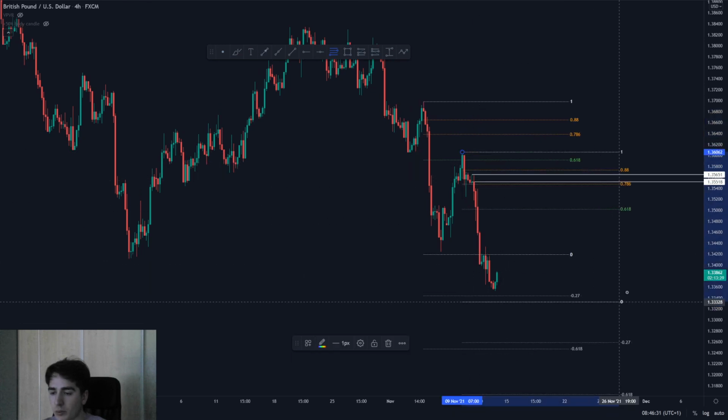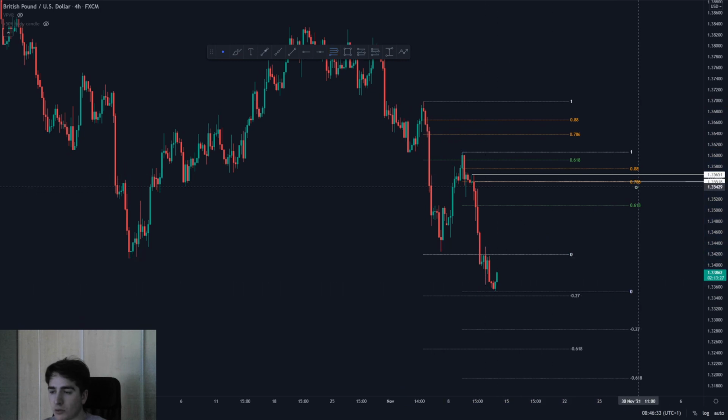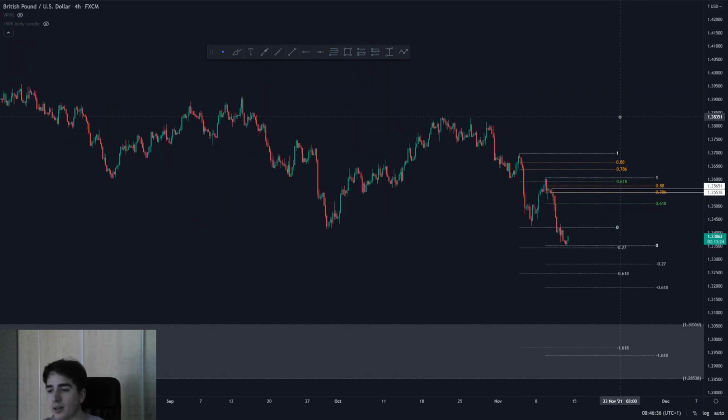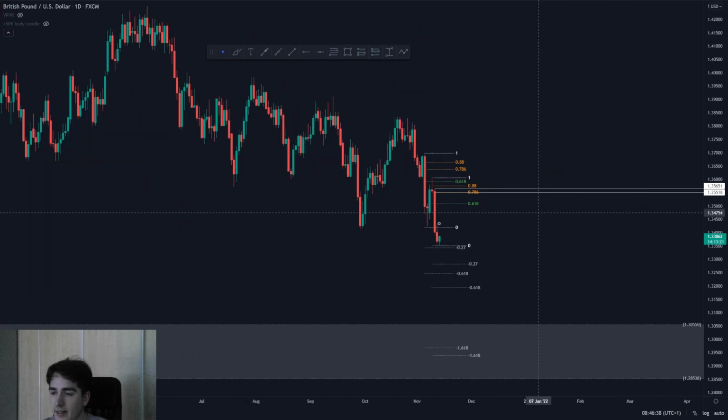And now we would love to see another push back in towards that 786 fib, where also 4-hour demand lies. Also looking at the daily, we have daily supply located there. So that would be a very nice area to go short. This area of supply broke this low over here, hence why this is valid supply for me personally. So pretty clear, I think, on GBP/USD.